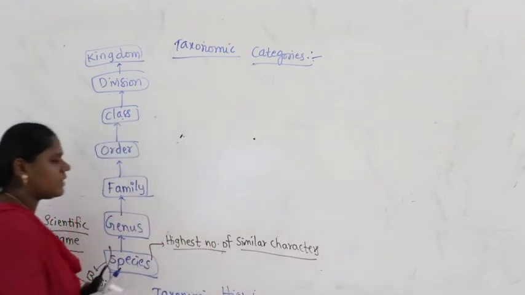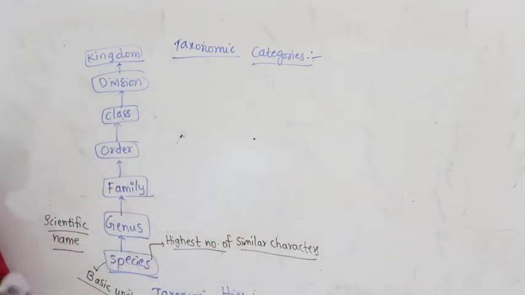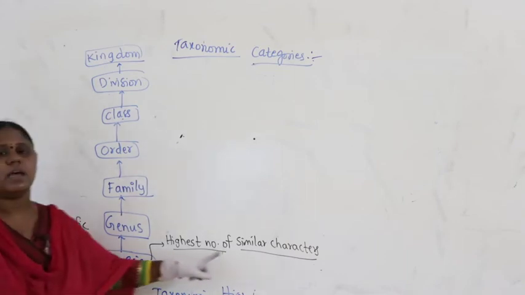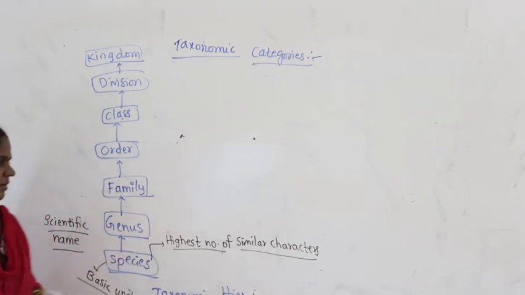Highest number of similar characters means what? When I take a group of organisms and place them in a species, they have more similar characters, meaning the organisms which have more similar characters, or exactly identical characters, are placed in a species. Definitely, species will have more closely resemblance. Resemblance means they have more number of similar characters.